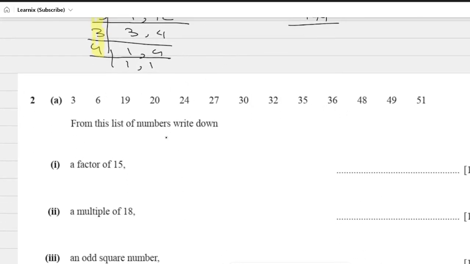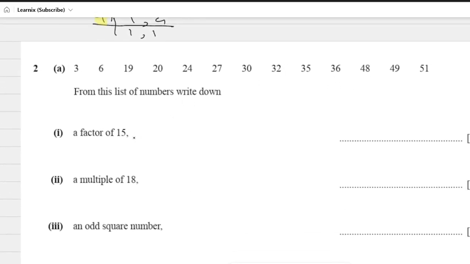Okay, moving on to our next question. We have a list over here, and from this list of numbers, write down a factor of 15. So what's the factor of 15? Let's list down factors of 15. We have 15, we have 5 times 3. Let's check. There it is, 3, right? So we write down 3. Now a multiple of 18. Let's write down multiples of 18. We have 18, 36, and look at this, 36, already found it.